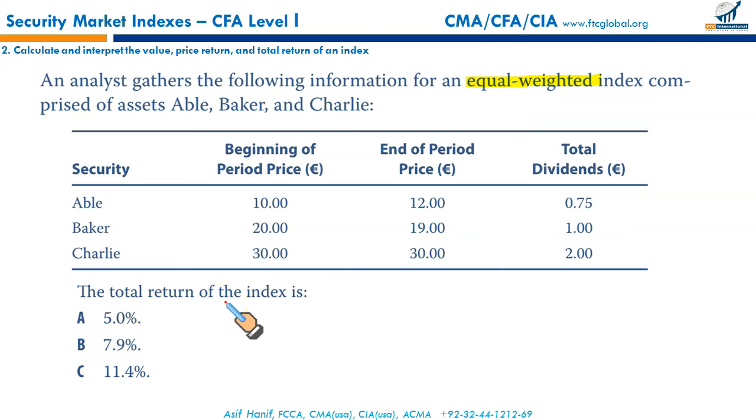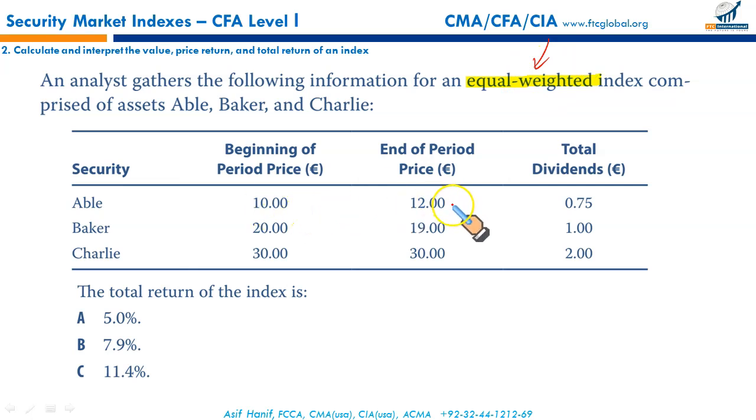An analyst gathers the following information for an equal weighted index, where equal weightage is given to all the stocks. We will use the same dynamics. We will calculate the return for each security separately and all the returns will then be averaged. But this time, not only do we have to take the changes in prices, we will also have to consider the dividends earned over the period. So in order to calculate the equal weighted total return.